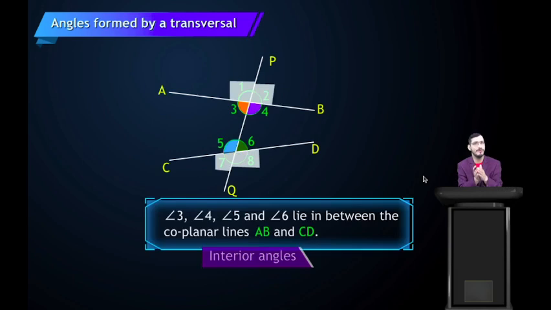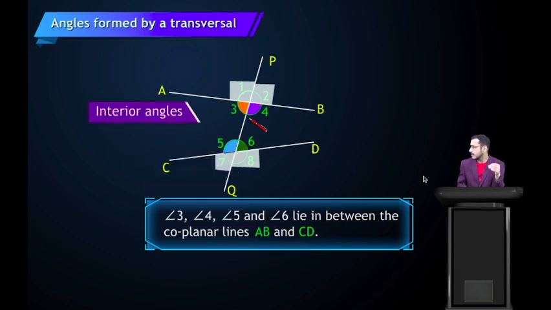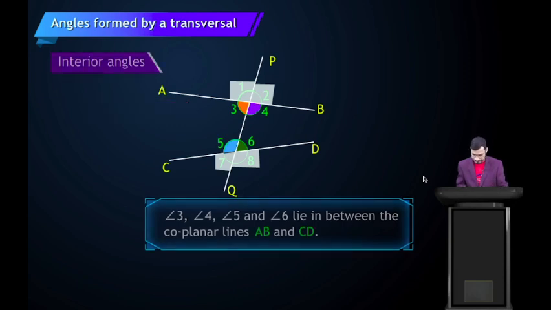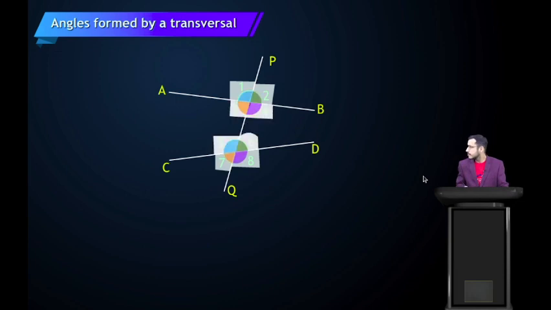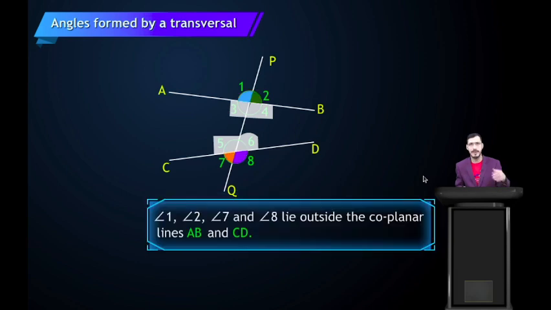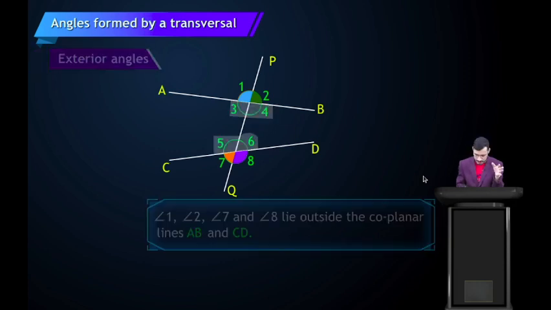Now here angle 3, angle 4, angle 5 and angle 6 lie in between the coplanar lines AB and CD. Both are the interior part, so these are interior angles. Now angles 1, 2 and 7, 8 lie outside the coplanar lines AB and CD. So those are exterior angles.